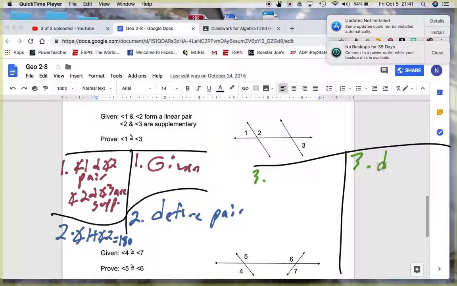And then definition of supplementary means the same thing. So angle 2 and angle 3 equal 180. And then we can do the same thing.